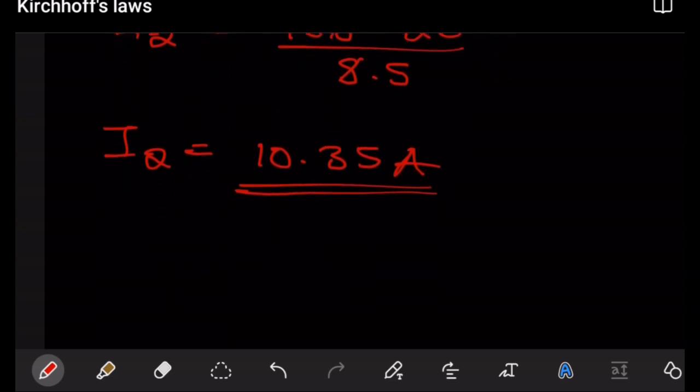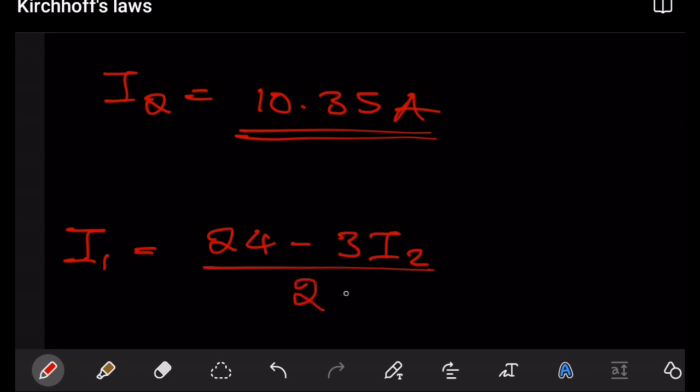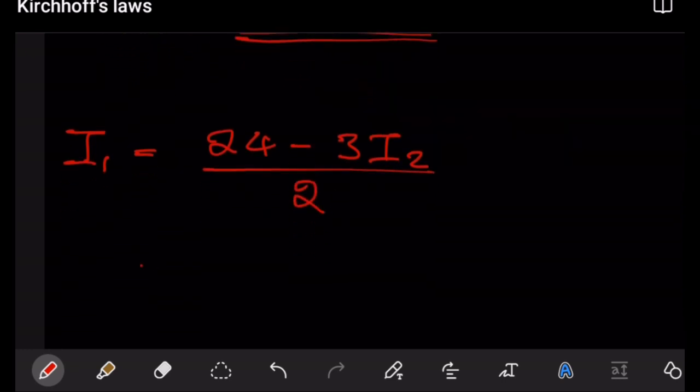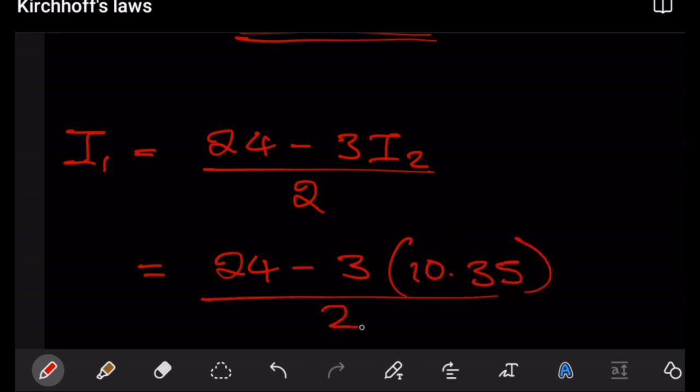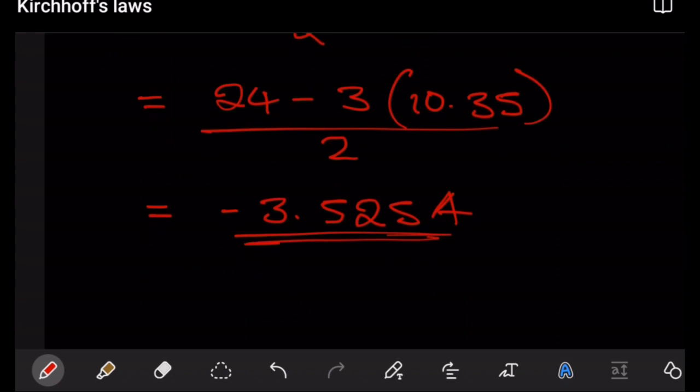Once we have found the value for I2, we can go back to equation 6, and equation 6 was an expression for I1 in terms of I2. So this was 24 minus 3 I2 over 2. Since we now know what I2 is, we can substitute, and this becomes 24 minus 3, where there is I2, we'll now put 10.35, divided by 2. If we do the math here, we get negative 3.525 amps. So this is what I1 is.